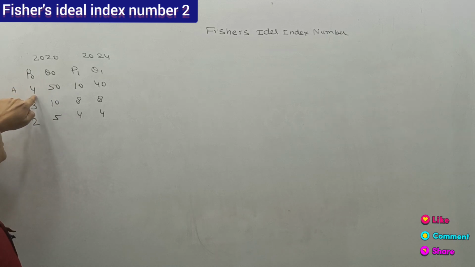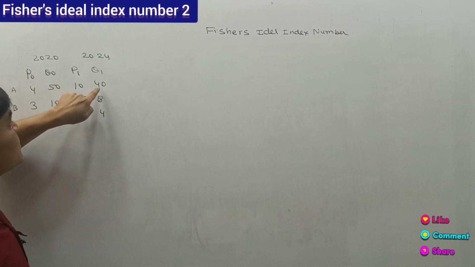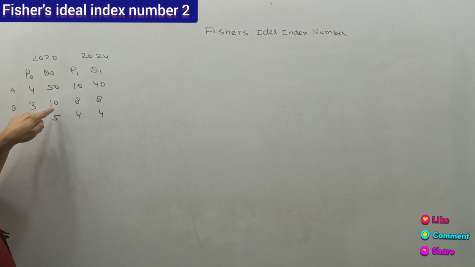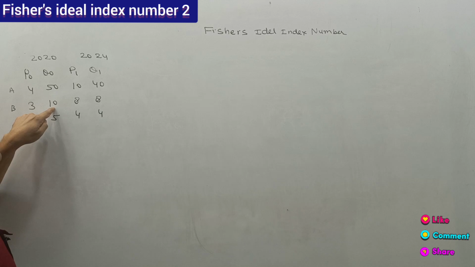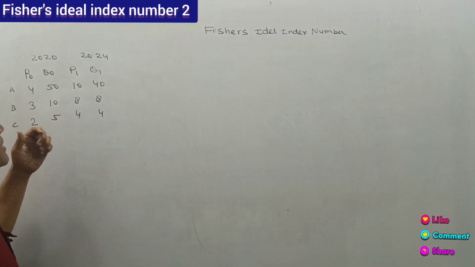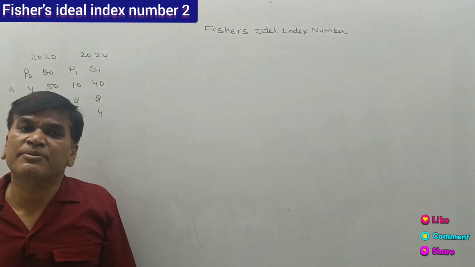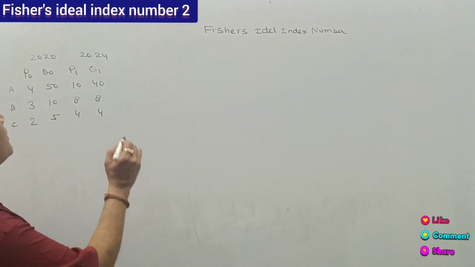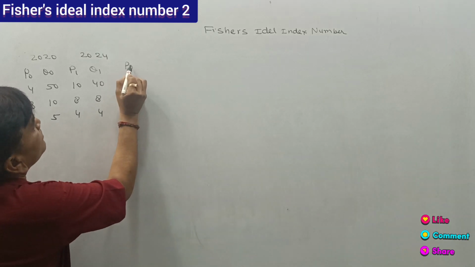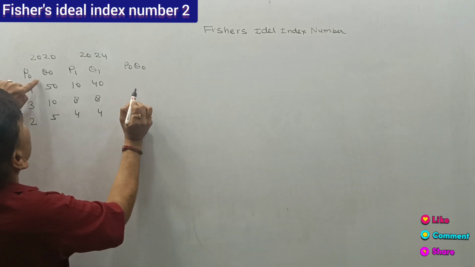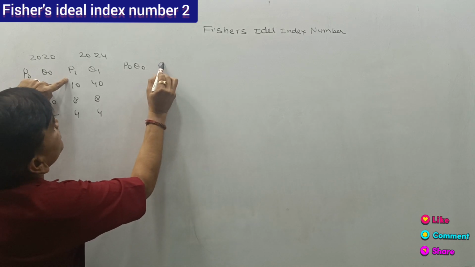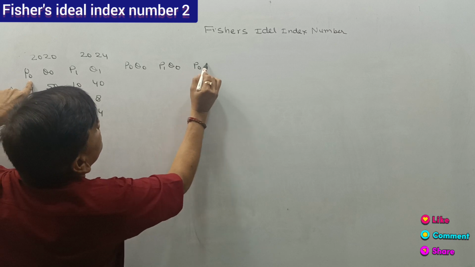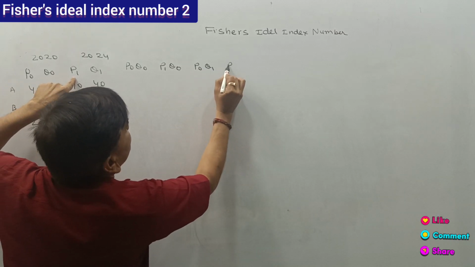Due to the increase in price, he is purchasing less quantity. Firstly he was purchasing 50, now he is purchasing 40. For commodity B, firstly he was purchasing 10, now only 8, and for commodity C also he is decreasing the quantity. So we are to calculate the Fisher ideal index number. First we will calculate P0 Q0, then P1 Q0, then P0 Q1 and lastly P1 Q1.